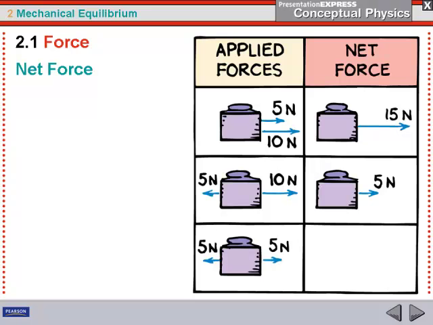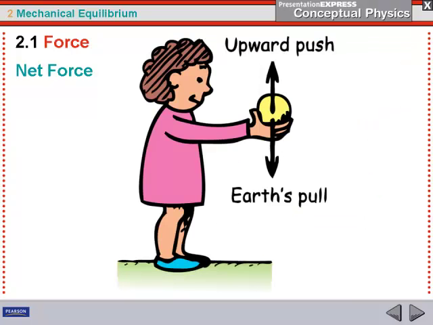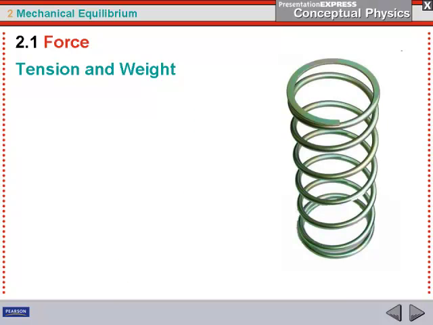In the third scenario, a 5 Newton force is applied to the left, a 5 Newton force is applied to the right, yielding a net force of 0 newtons. There's no net force on the object. When the girl holds the rock with as much force upward as gravity pulls downward, the net force on the rock is 0. A stretched spring is under a stretching force called tension.